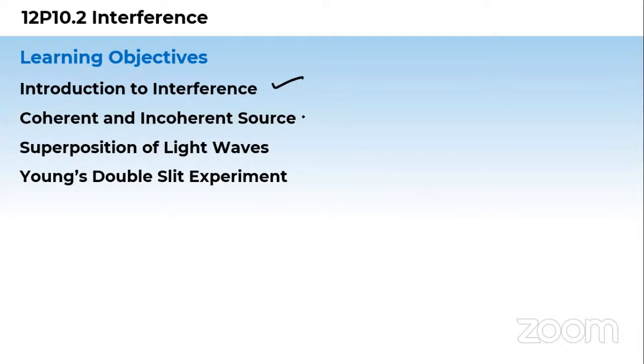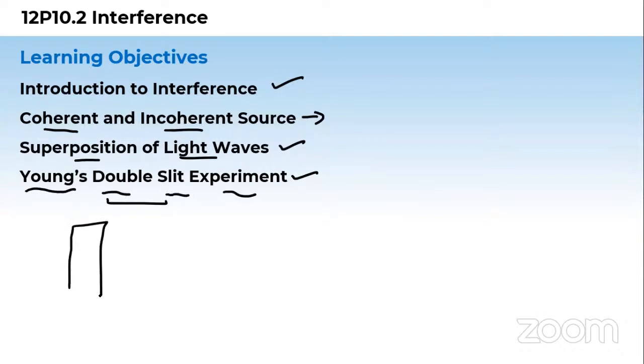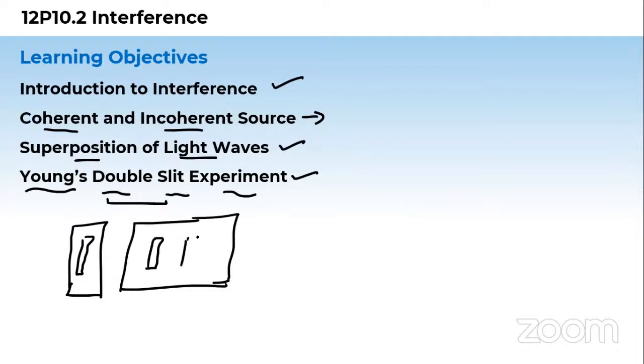We've gone through different kinds of sources, that is coherent and incoherent sources. Then we have gone through a topic known as superposition of light waves. Then at the last, we have gone through Young's double slit experiment. Why double slit? Because a single slit is something like a narrow gap in a cardboard, and a double slit looks like this. That is dual gaps.